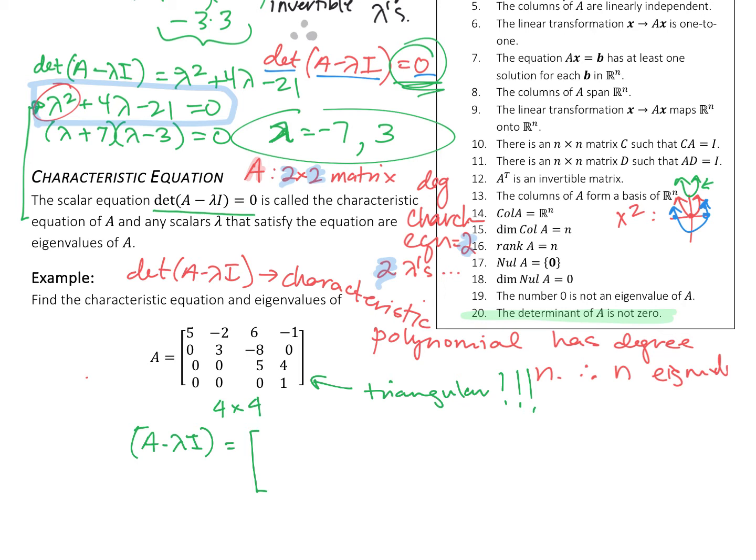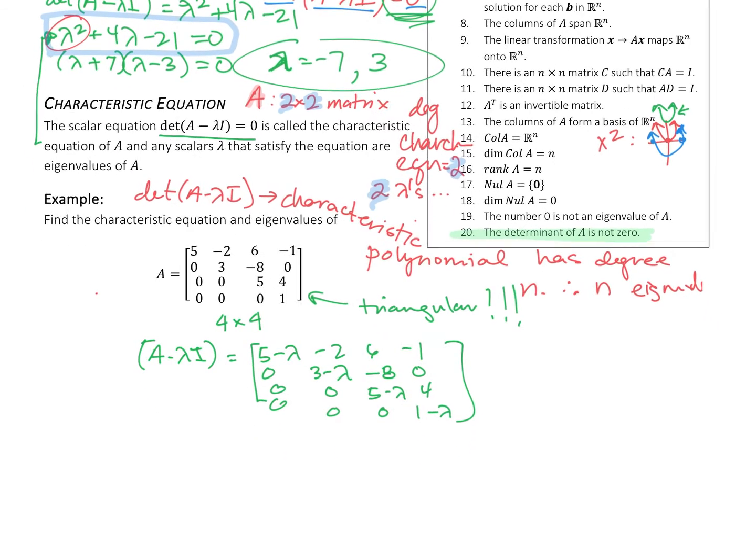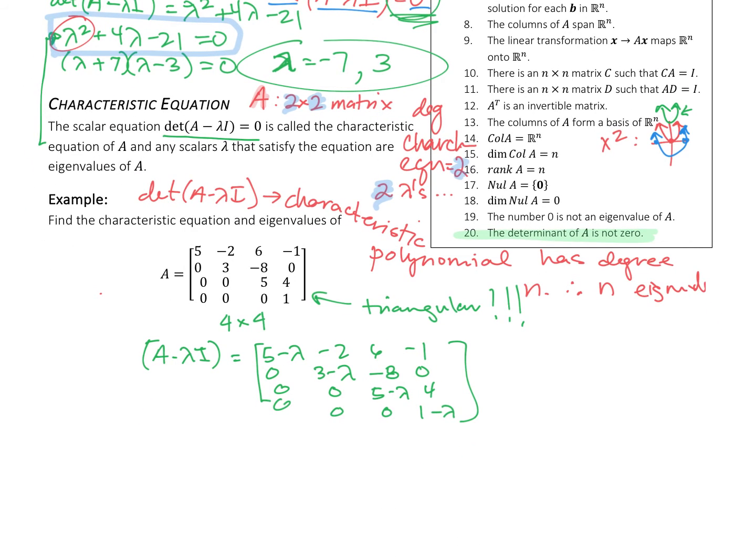just because it's gonna happen. All right, so I'd have 5 minus lambda, -2, 6, -1, 0, 3 minus lambda, -8, 0, 0, 0, 5 minus lambda, 4, 0, 0, 0, 1 minus lambda. And our characteristic equation is just going to come from the determinant of this thing, and the determinant of A minus lambda I is the product of the diagonals. So in this case, it's 5 minus lambda, 3 minus lambda, times another 5 minus lambda, and another 1 minus lambda. Now, because I don't have any constants, right?